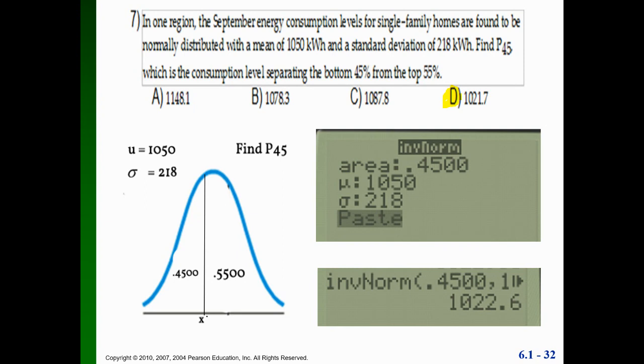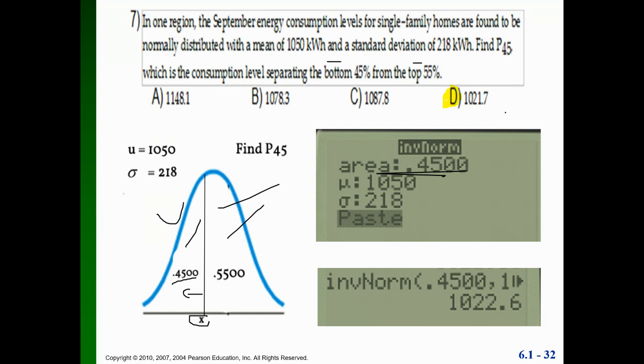I'm looking for this X value, which separates the bottom 45% from the top 55%. Bottom you'll find on the left, top to the right. The area that's associated with that is this area to the left. So I pop in 0.45, enter the mean and the standard deviation, which is given to you right here. Hit enter, 1,022.